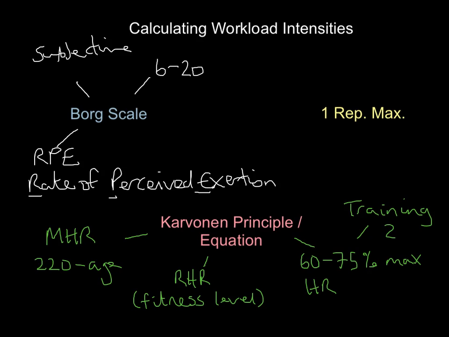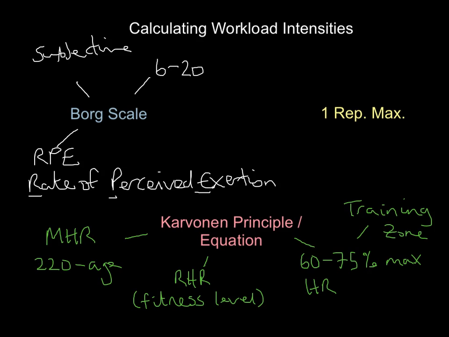your training zone. If you work any lower than 60%, you're not really working your system hard enough to get adaptations. If you push it beyond 75%, you're not really going to be able to work for long enough to develop your system aerobically. So 60 to 75% max heart rate is what you need to work at in terms of your training zone. So that's what you need to know for the Karvonen principle or the Karvonen equation.